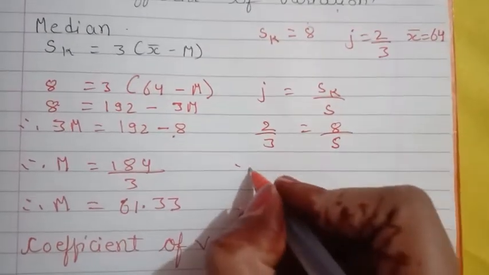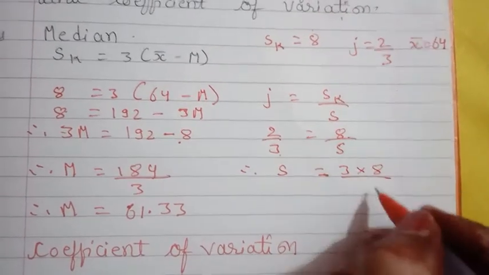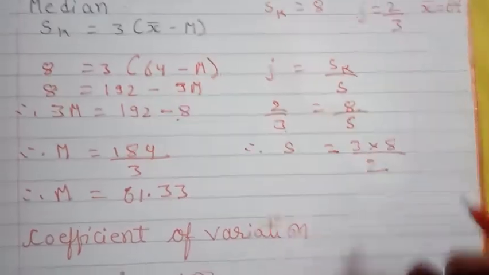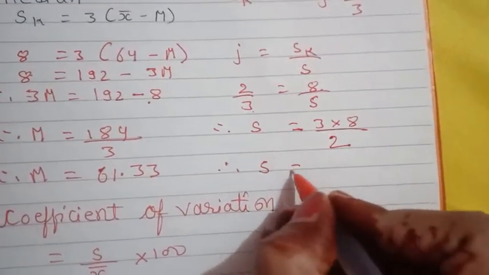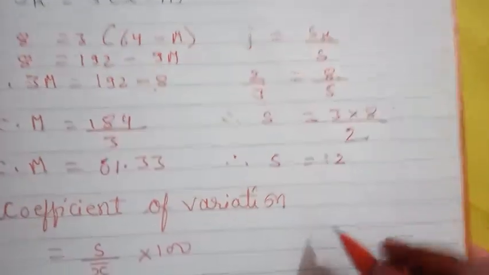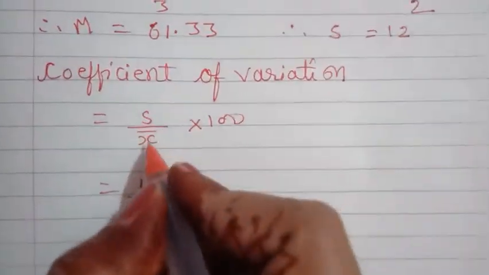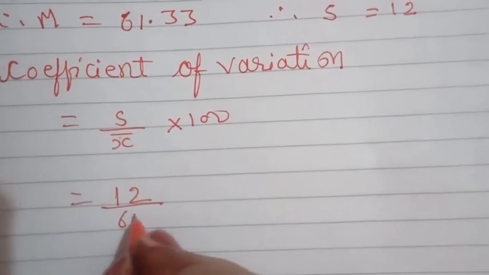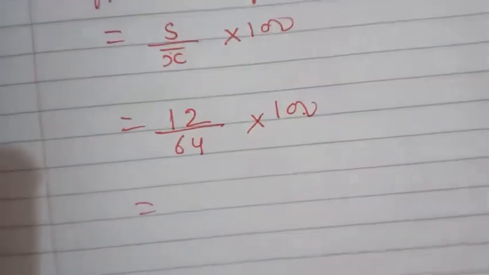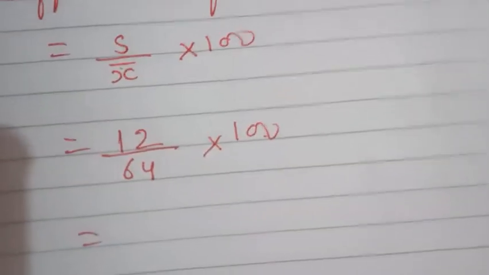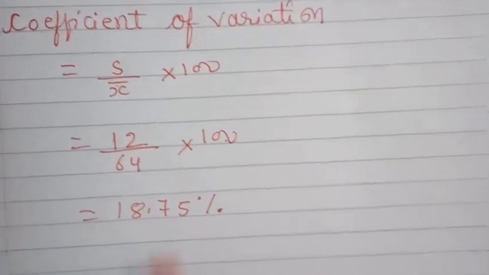Simply cross multiplication, therefore S is equal to 3 into 8 upon 2. So therefore the value of S will come 12. 2 4s are 8 and 3 4s are 12. Now S value we got, so S will be replaced with 12. X bar is given to us in the question, that is 64 into 100. Now 1200 divided by 64, you can do the calculation in your calculator directly. That is 18.75%. That is the coefficient of variation.